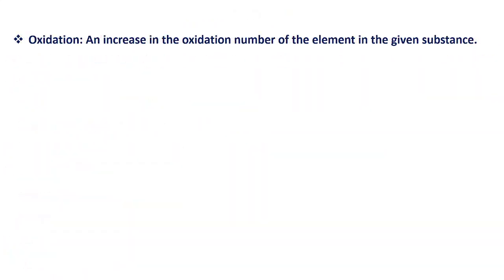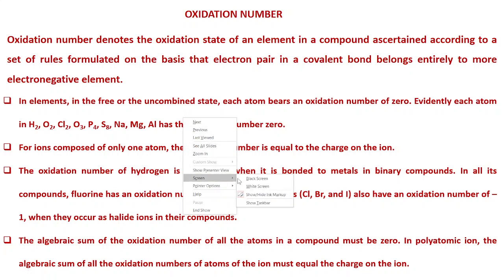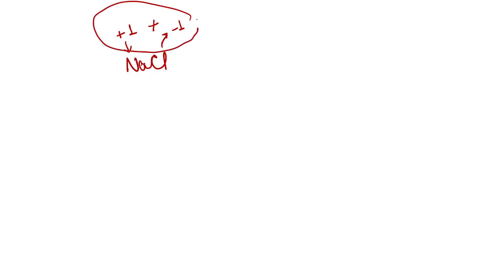Now what is said here? Let's see. I'll show you. It is said that the algebraic sum means whatever sum you have, that sum should always be equal to 0. Suppose you have NaCl. This compound does not bear any charge. So sodium has a charge of plus 1 and chlorine has a charge of minus 1. So the sum of the oxidation states of a neutral molecule should always be equal to 0.